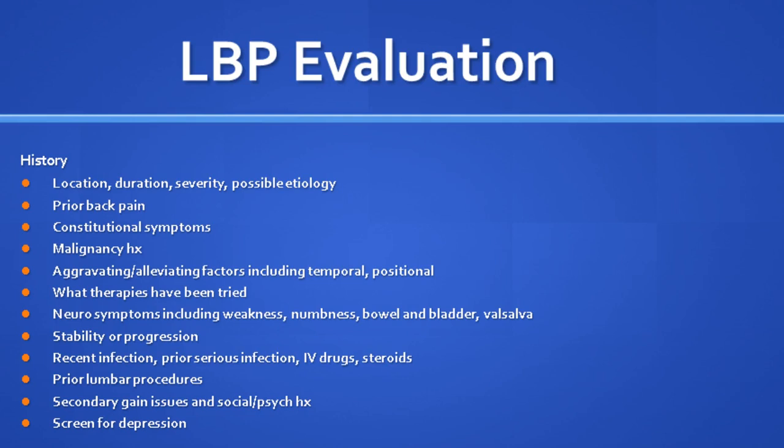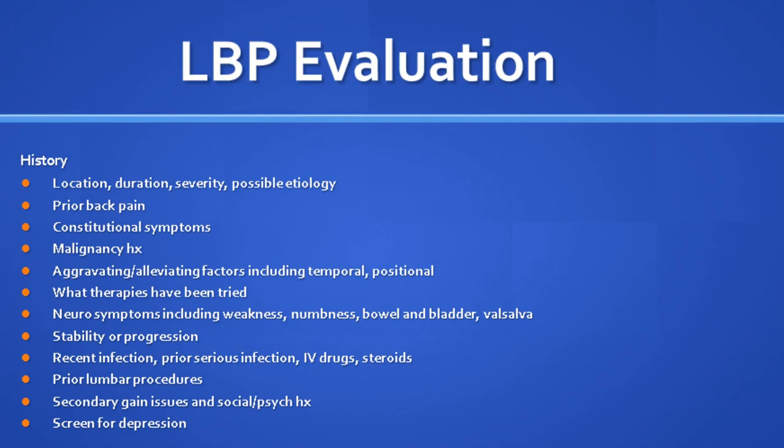Location, duration, severity, how long it's been going on, any prior history of low back pain. Maybe this isn't acute back pain. Maybe it's a more chronic problem that's recurring. Do they have any other secondary symptoms? Are they losing weight? Do they have a history of cancers or any reason to be worried about malignancy? What's making it better? Is it related to position, time of day? What things have they tried already?